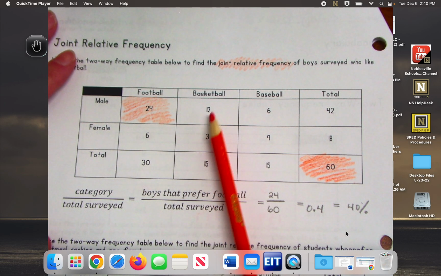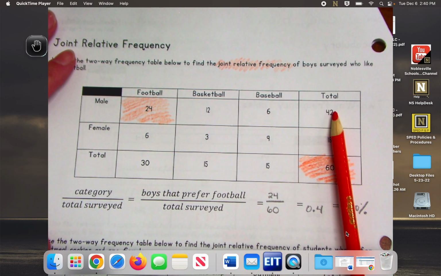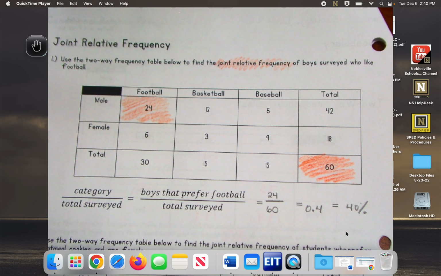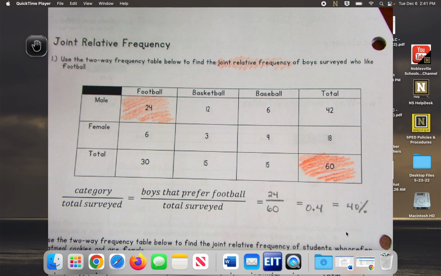They only got to pick one, right? This adds up to 42. So they didn't get to pick more than one sport that they prefer, right? So let's try another example.